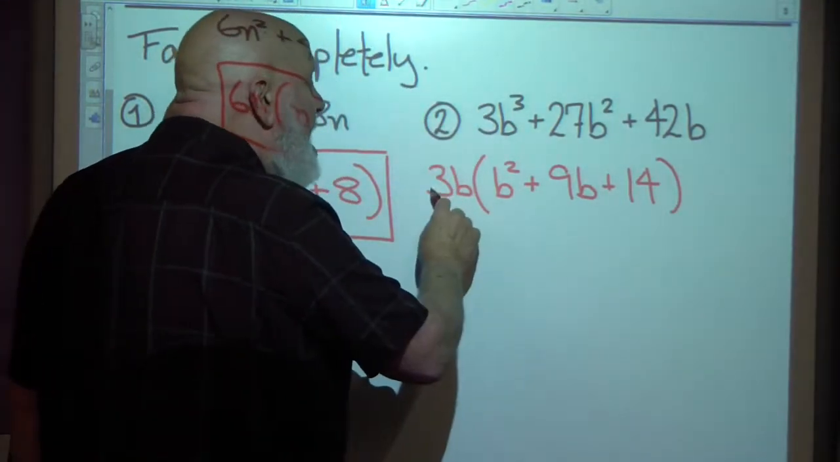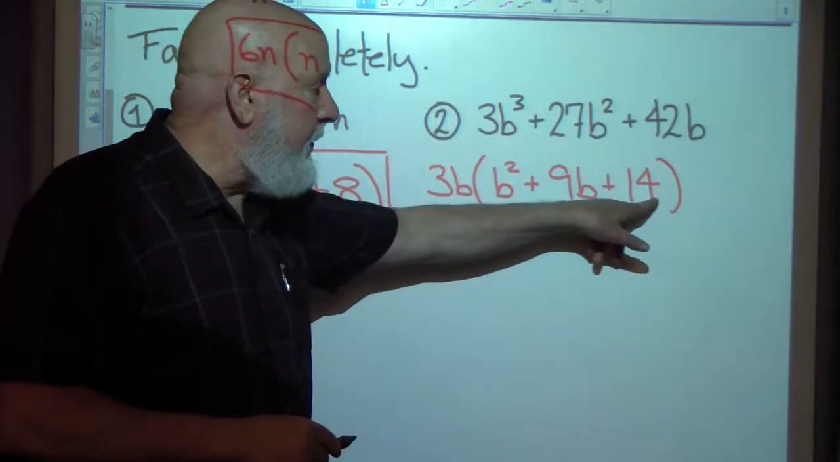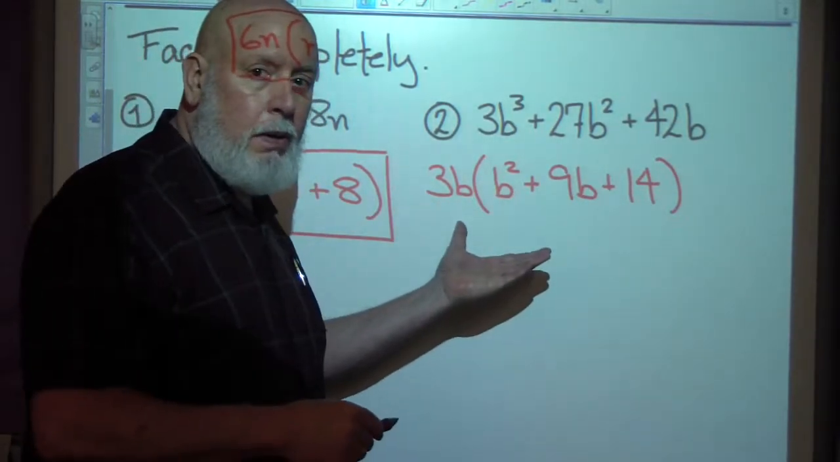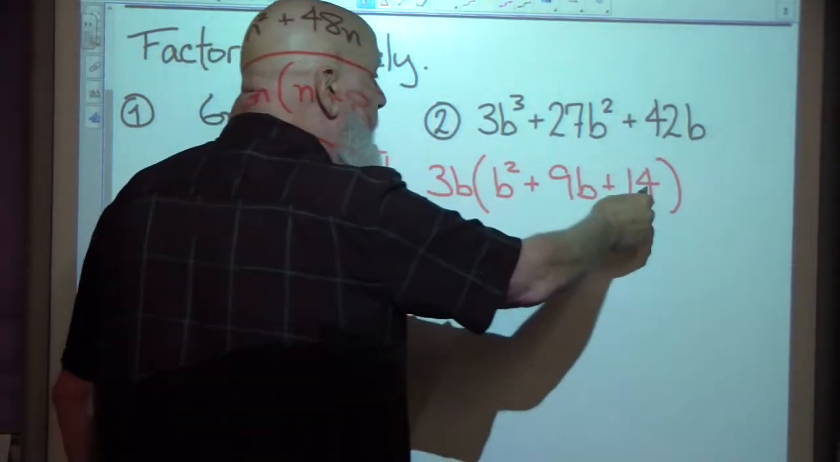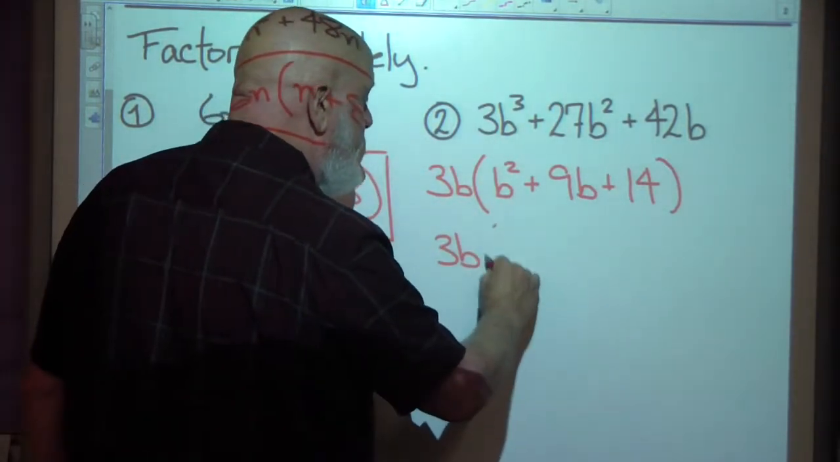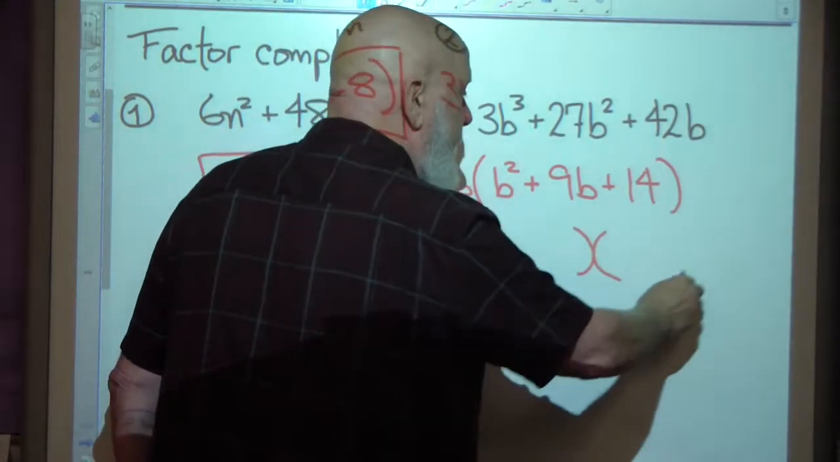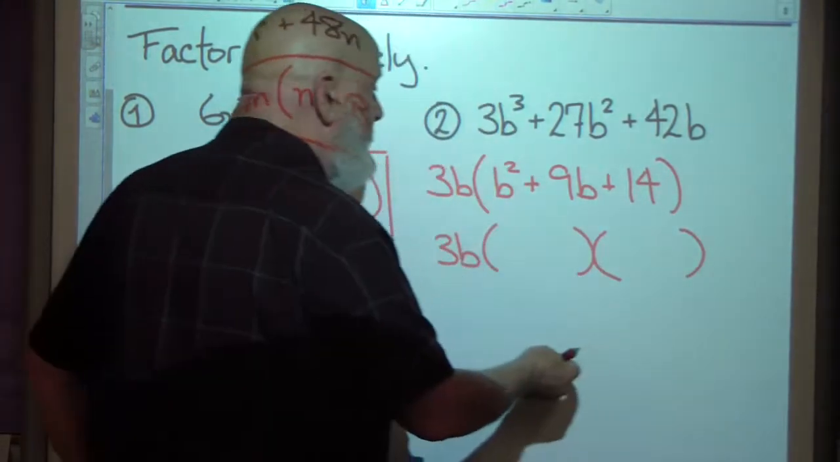Okay, so I've got the greatest common factor factored out. Now I want to check to see if this will factor. It's quadratic, so it might. It's a quadratic trinomial, so I'm going to try. It either will or it won't, and we'll find out real quick. If it won't factor any further, this is our factorization. If it will factor further, we're going to factor it.